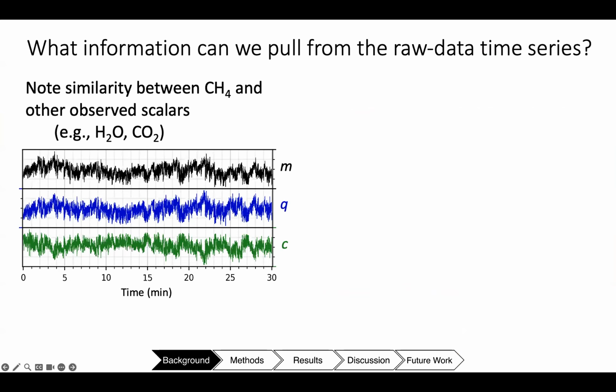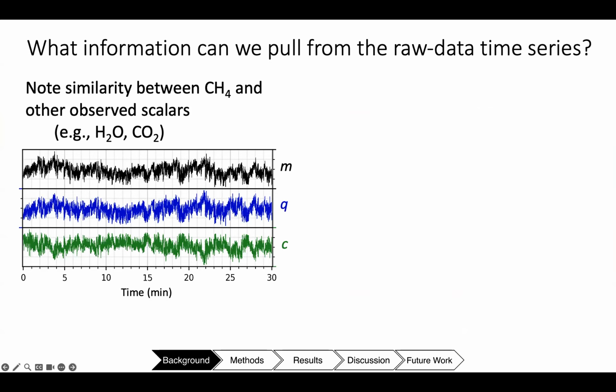I have some example time series traces here of the scalar data sets. On the left here, you see in black is a methane time series over 30 minutes, and blue is the water vapor, and then green is the CO2 concentration time series.